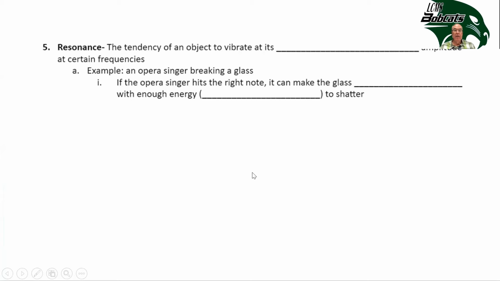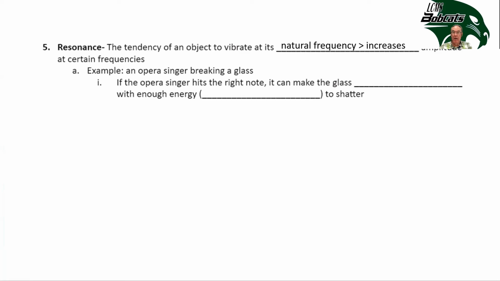And then the last property of waves is called resonance. And this is the tendency of an object to vibrate at its own natural frequency. And that means it's going to increase in amplitude at a certain frequency. So it vibrates at this natural frequency and the object gains energy. So an example of this is an opera singer breaking a glass. They hit the natural frequency of the glass.